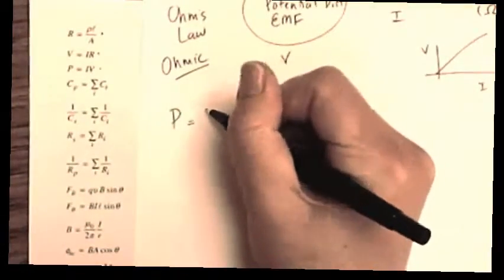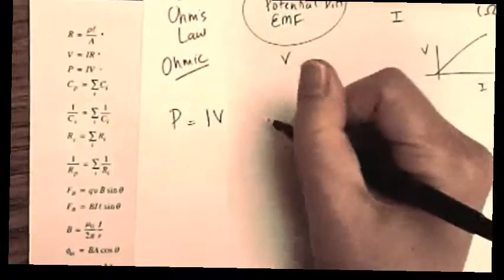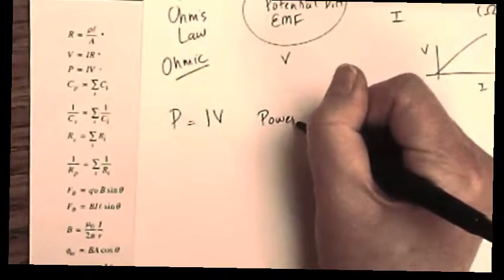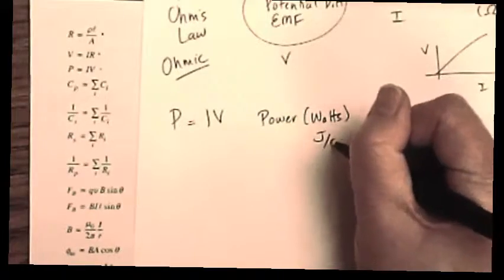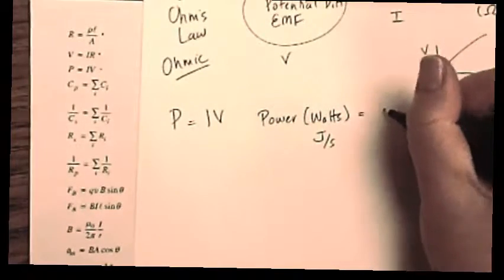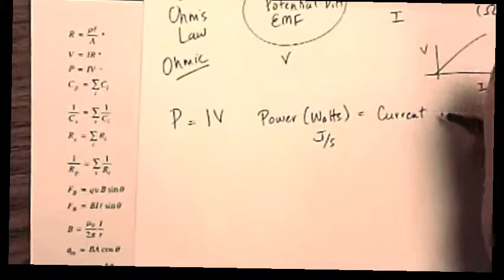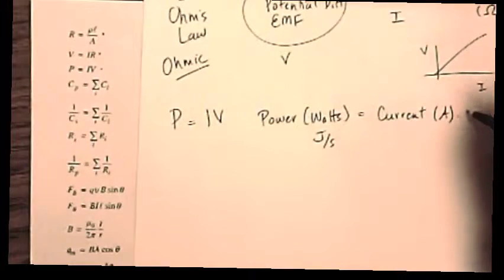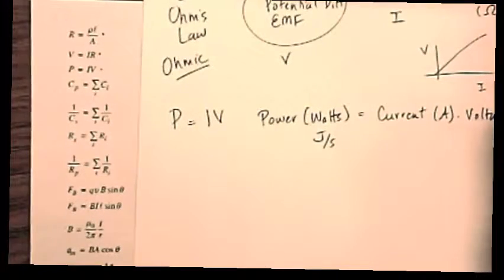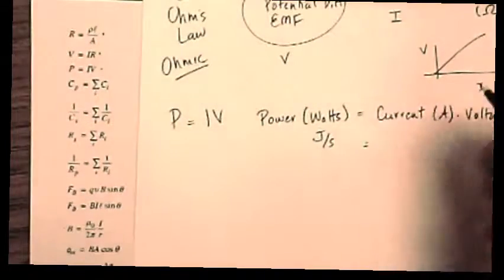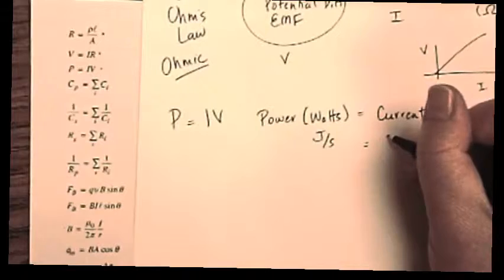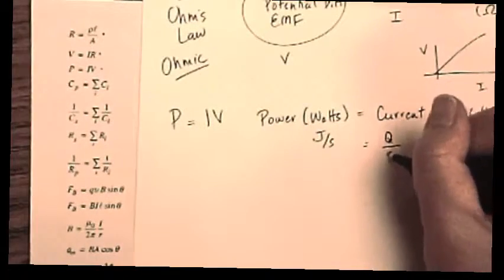Next, we'll look at the definition of power. Power is current times voltage. Power in watts, and a watt is a joule per second, is equal to current in amps times voltage in volts. Remember that the definition of current is coulombs, its charge, per second.